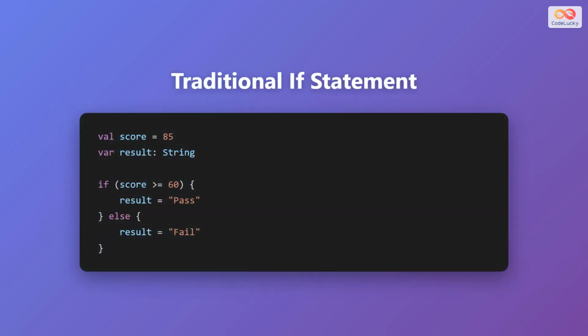Here's how if works as a traditional statement. First, you declare a variable named score with a value of 85. Then you create a mutable variable called result of type string. Inside the if statement, you check if score is greater than or equal to 60. If true, you assign the string pass to result. Otherwise, in the else block, you assign fail to result. Notice that you need a mutable variable here because you're assigning values after declaration.